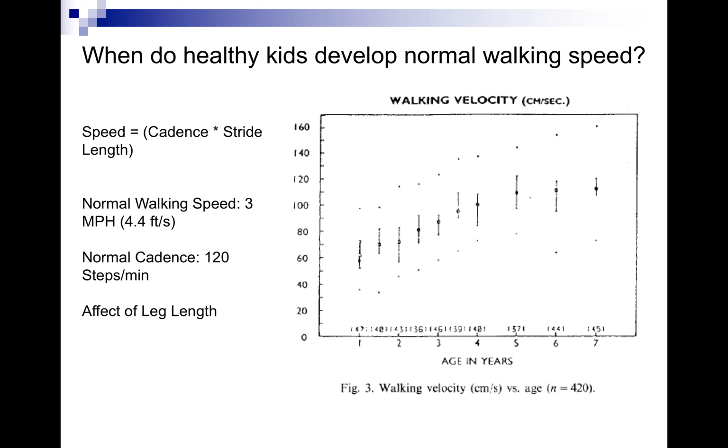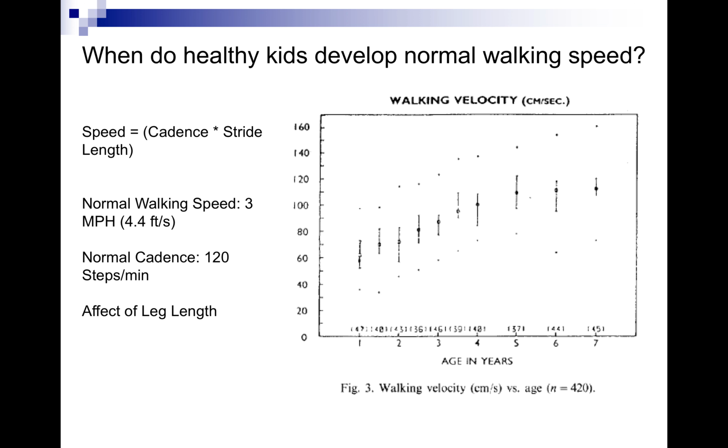So first, it's important to recognize that speed is basically cadence times stride length. So the frequency of strides times the length of the stride. And so what we can see here is essentially the speed, in centimeters per second. So 160 is 1.6 meters per second. And then age here on the x-axis.